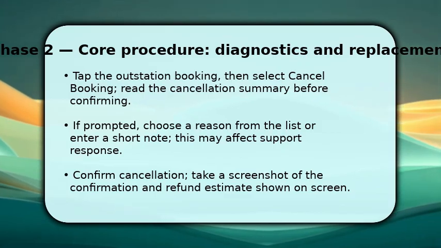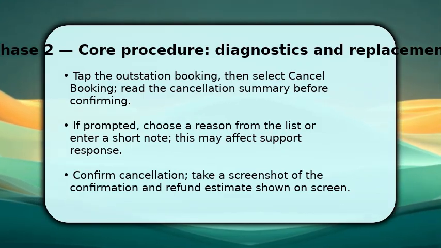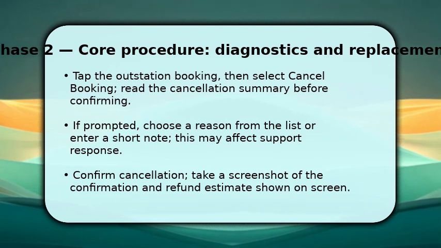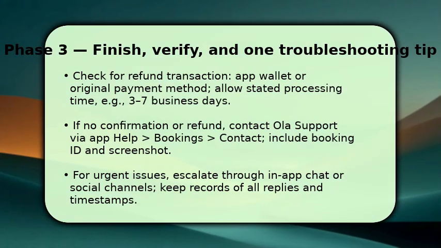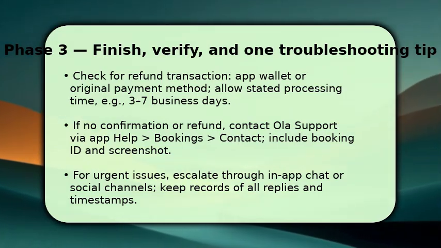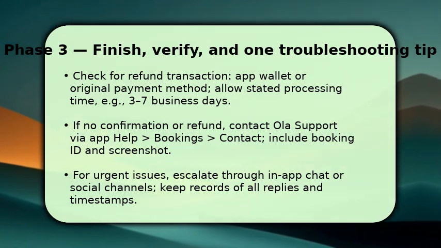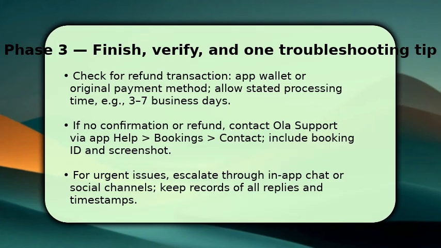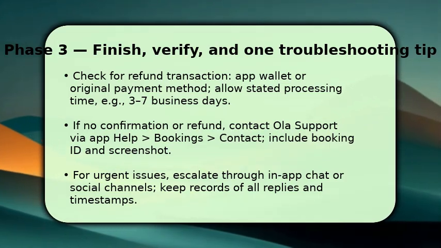Finish by verifying the cancellation confirmation and watching for the refund. Refunds go to your Ola wallet or original payment method and can take the stated processing time, often 3-7 business days. If you don't receive confirmation or refund, open Help in the app, go to Bookings, and contact support.